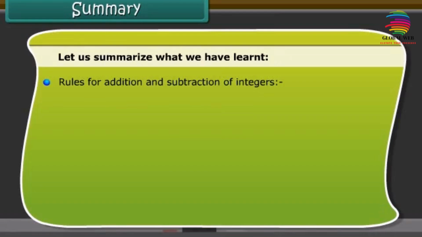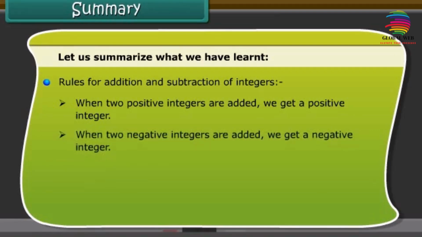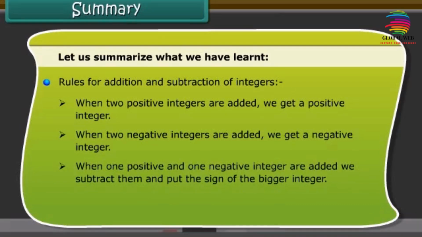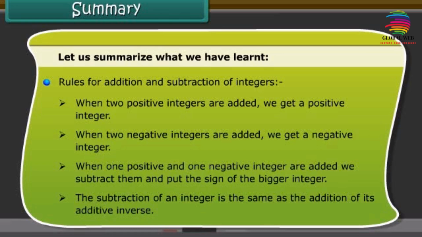Rules for addition and subtraction of integers. 1. When two positive integers are added, we get a positive integer. 2. When two negative integers are added, we get a negative integer. 3. When one positive and one negative integer are added, we subtract them and put the sign of the bigger integer. 4. The subtraction of an integer is the same as the addition of its additive inverse.